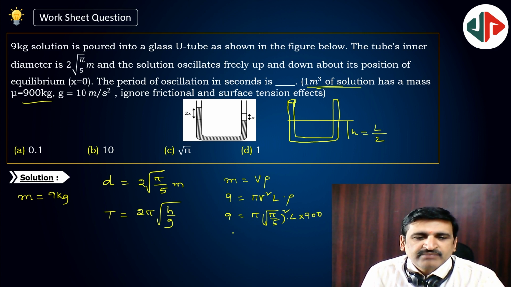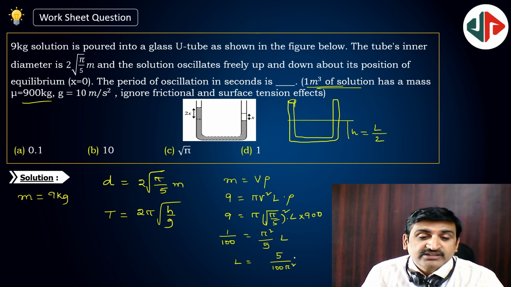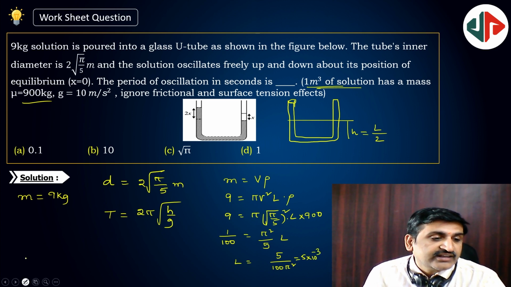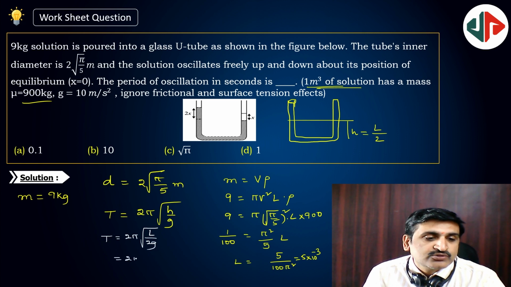So this will become 1 by 100, and pi square is equal to pi square by 5 into L. So L is equal to 5 by 100 pi square. Pi square can be taken as 10, so 5 by 1000, that is nothing but 5 into 10 to the power of minus 3 is L. So you can replace and calculate using this formula: T is equal to 2 pi root L by 2g, that is 2 pi root over L value 5 into 10 power minus 3 into 2g value 20.